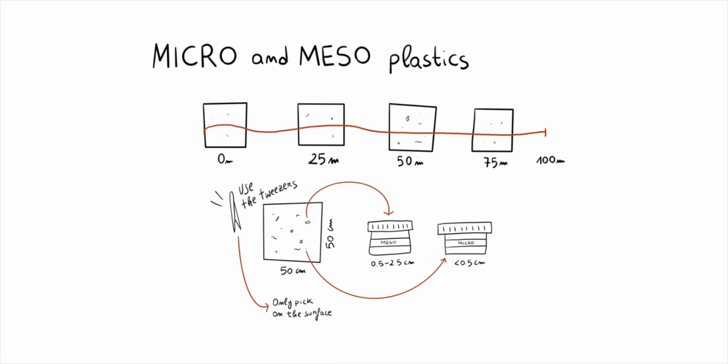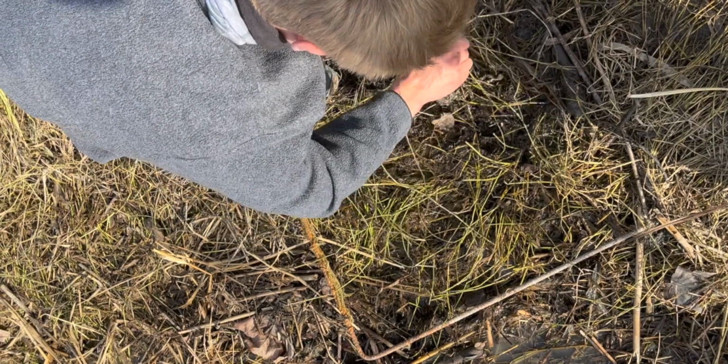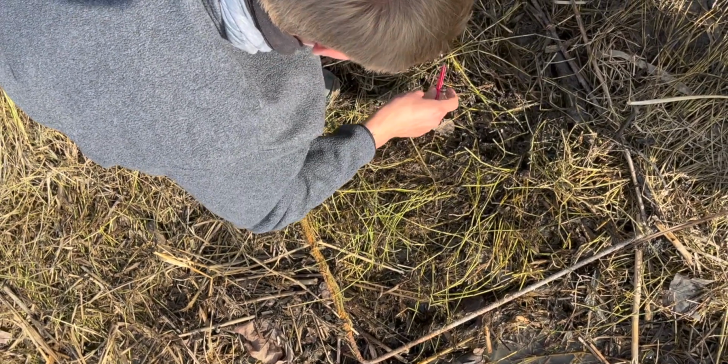After collecting the macro waste, you move on to collecting micro and mesoplastics. Using your quadrant, you collect all the plastic on the surface in a defined area of 50 centimeters by 50, using tweezers. Be careful to separate the meso from the micro plastic into 2 different containers.